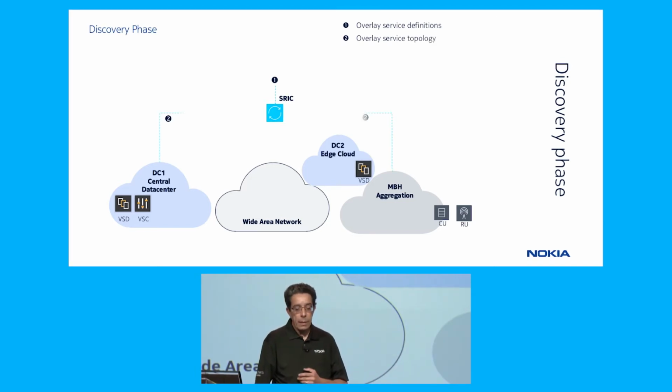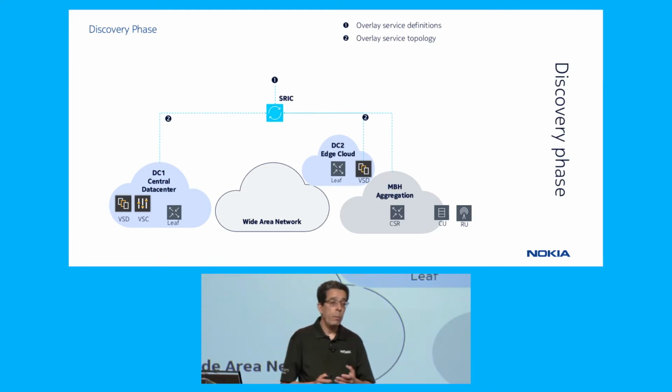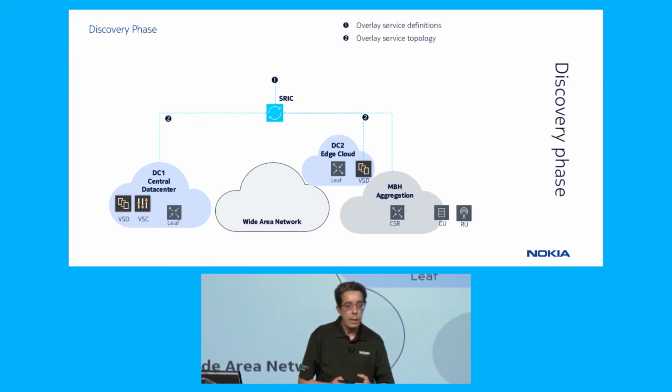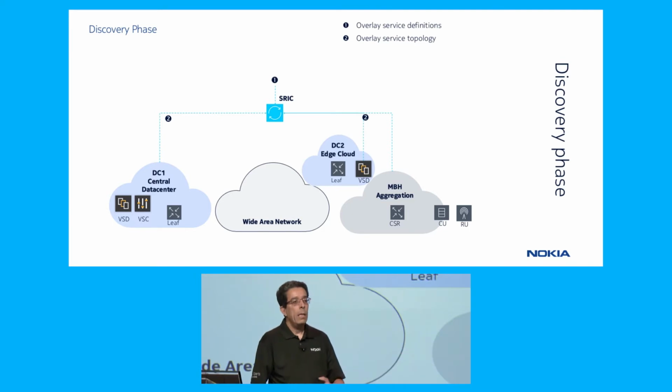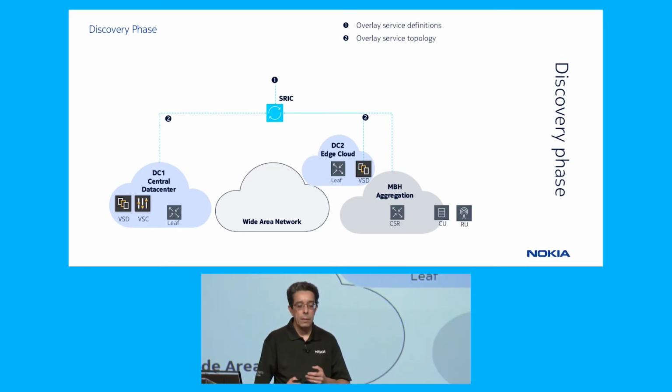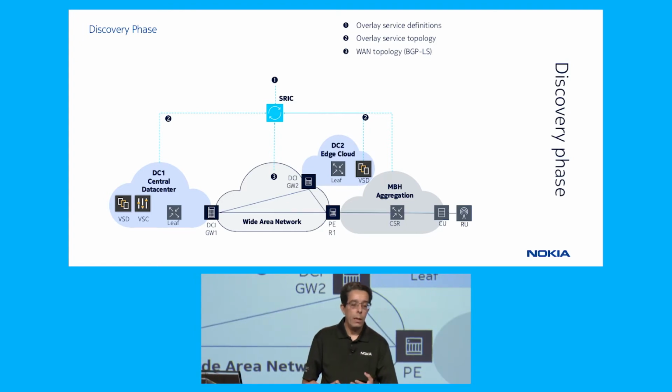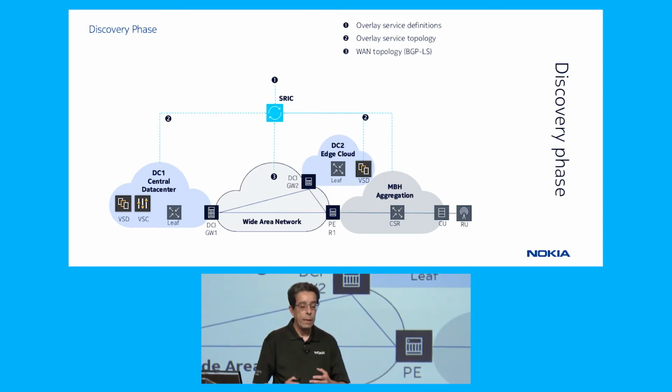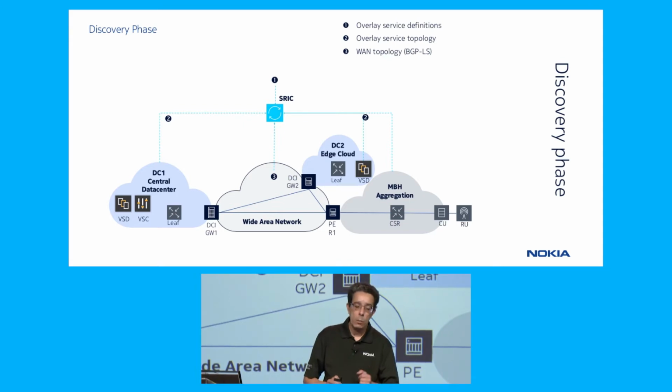The next step is the SRIC needs to discover the service topology. We need to know the data center ID, which data center gateways exist, and also which SR router is involved in this connectivity. And then finally, we need to discover the WAN topology because, to provide this seamless automation, we need to have the details of the WAN topology because that's pretty much where most of the SLA constraints need to be applied.